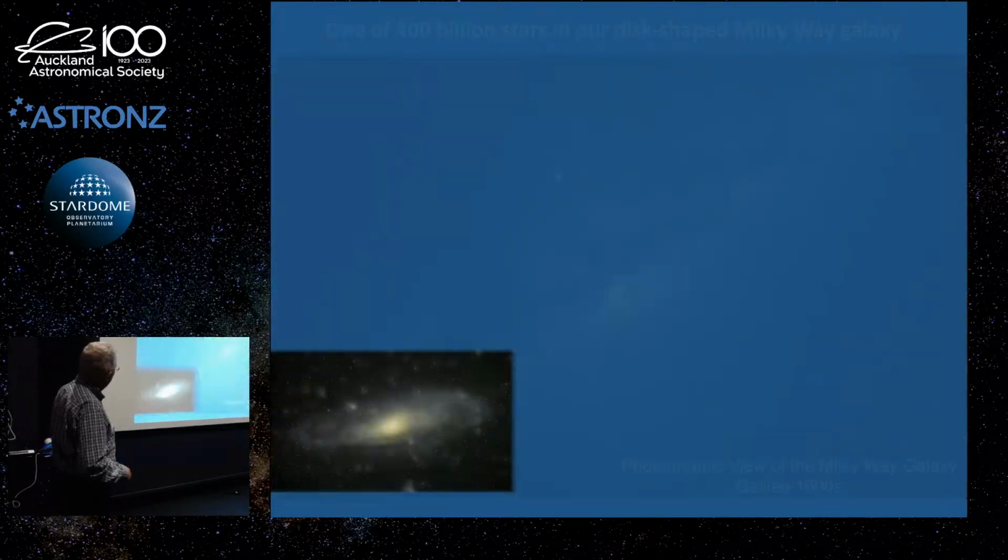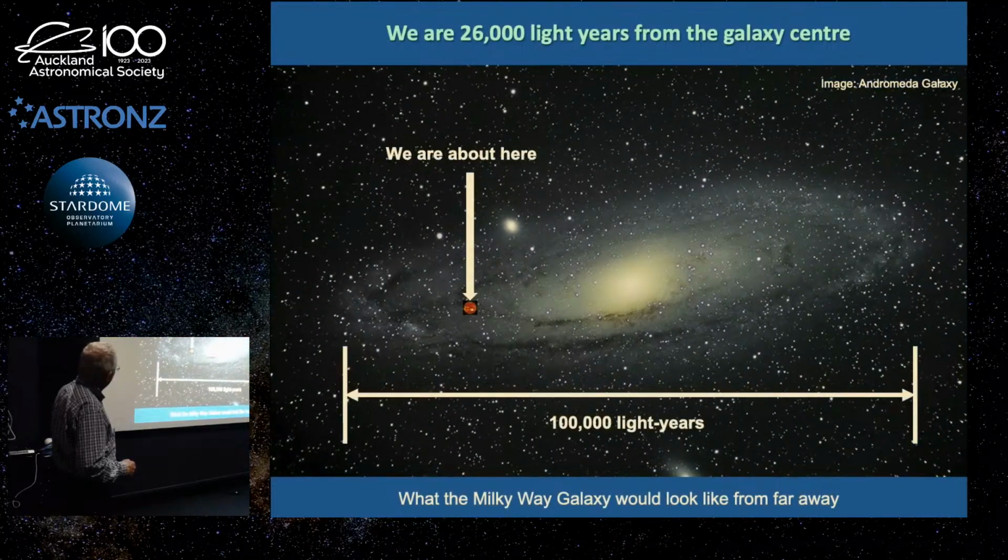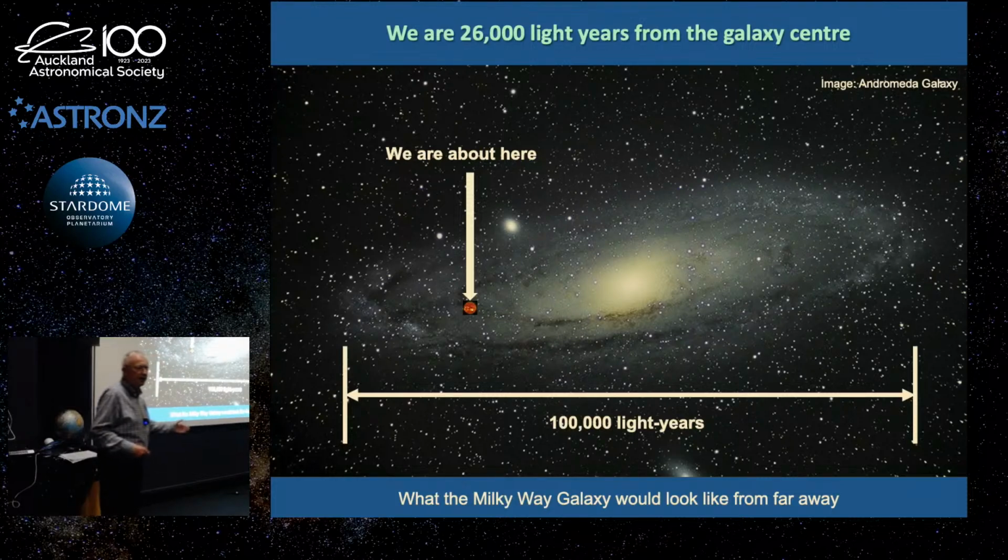Now, we sit about halfway out. This is a photograph of the Andromeda galaxy. That's our nearest large spiral galaxy. Of course, you can't take a picture of the Milky Way because we're in the middle of it all. The Andromeda galaxy is about 40% larger than the Milky Way, but very similar otherwise in structure. So I've used this image here as an analogy for the Milky Way.